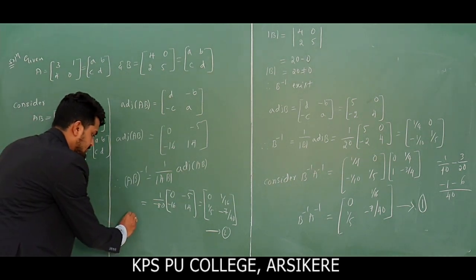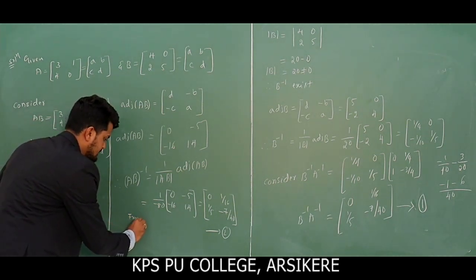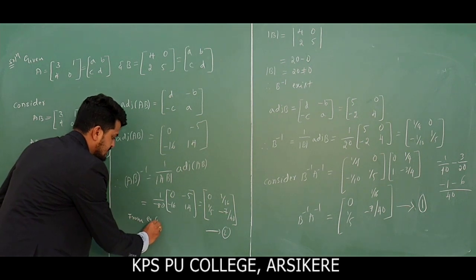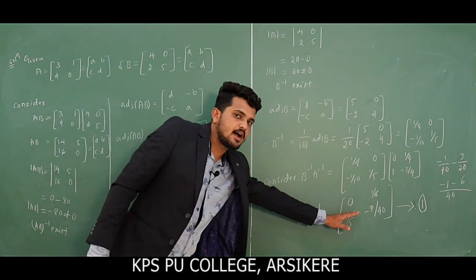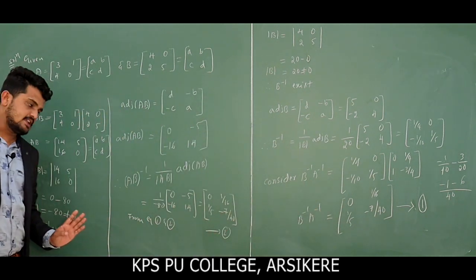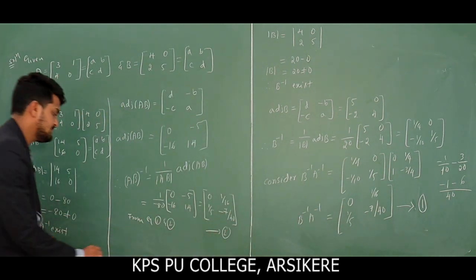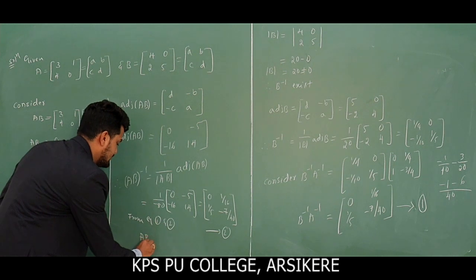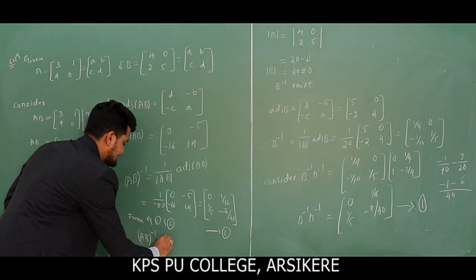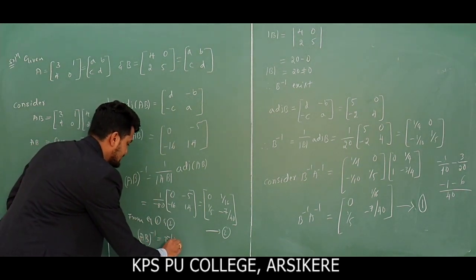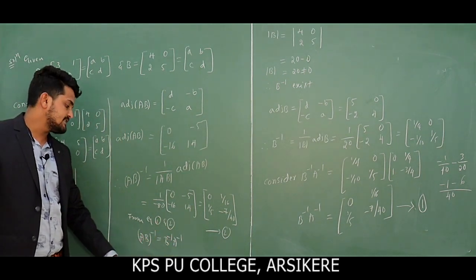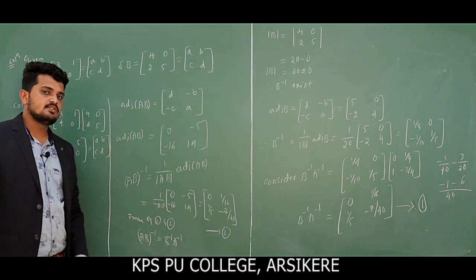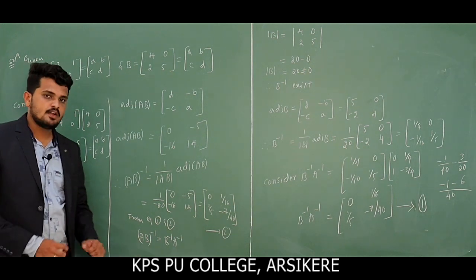So comparing equation 1 and 2, clearly we can say that AB whole inverse is always equal to B inverse into A inverse. Clear? Okay, thank you.